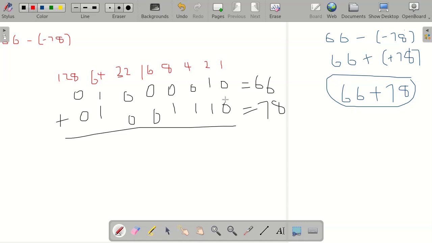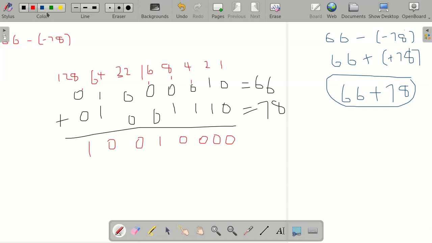So we'll say 0 plus 0 is 0. 1 plus 1 is 0, carry 1. 1 plus 1 is 0, carry 1. 1 plus 1 is 0, carry 1. 1 plus 0 is just 1. 0 plus 0 is 0. 1 plus 1 is 0, carry 1. 1 plus 0 is 1.